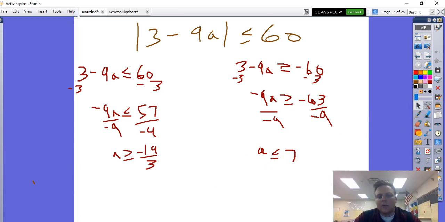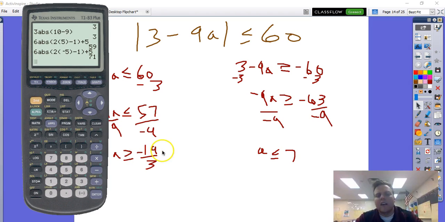So now we've got to check them. So let's check a is greater than or equal to negative 19 over 3. What's a number where a is greater than negative 19 over 3? Hopefully it was just like, oh, 0. Duh. 0 is greater than that because 0 is positive. Well, it's neither negative nor positive according to some people, but it's still bigger than a negative number. Alright, so then we can say 0.